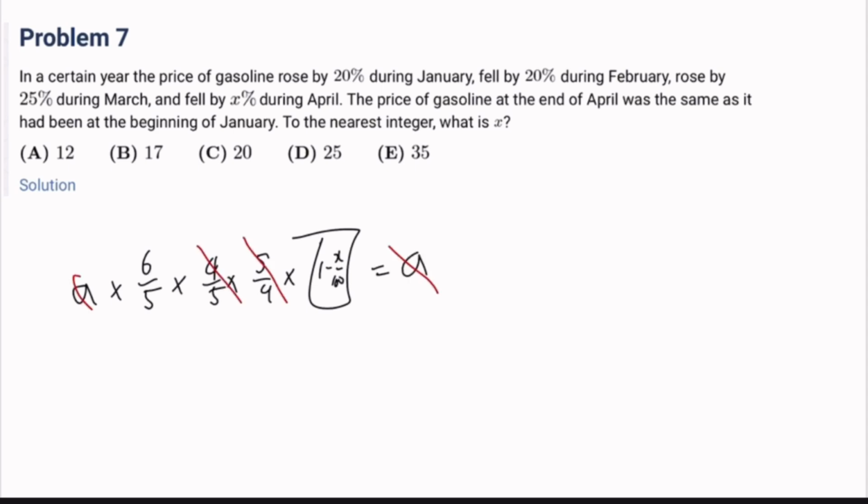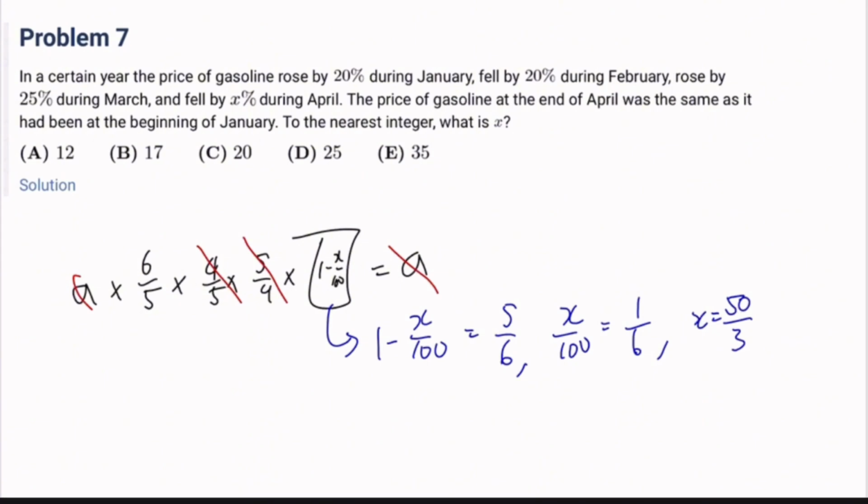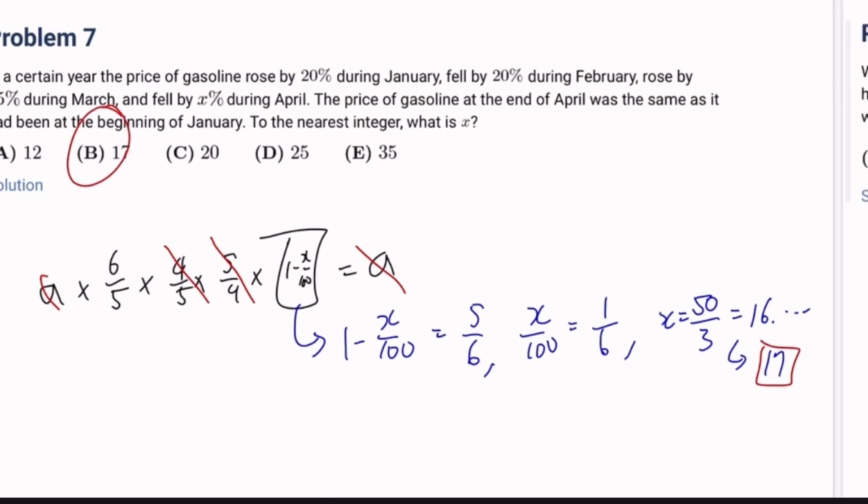So basically this 1 minus X over 100 is going to be equal to this inverted, which is 5 over 6, right? And so X over 100 is equal to 1 over 6. X is equal to 50 over 3, which is going to be like 16 point something. And so the nearest thing this is going to be is 17, right? So 17 is the answer. It's B.